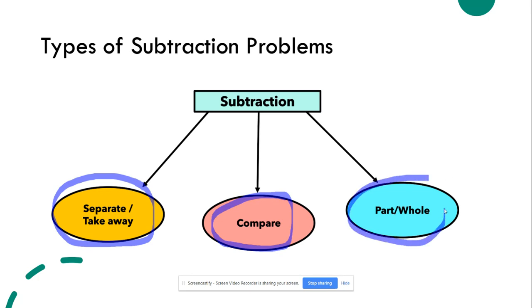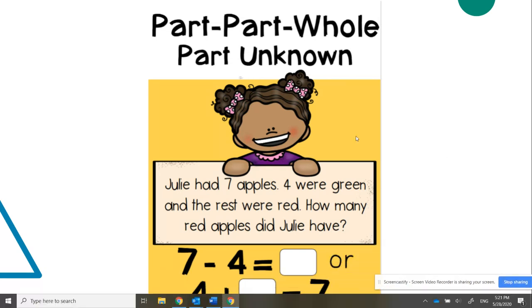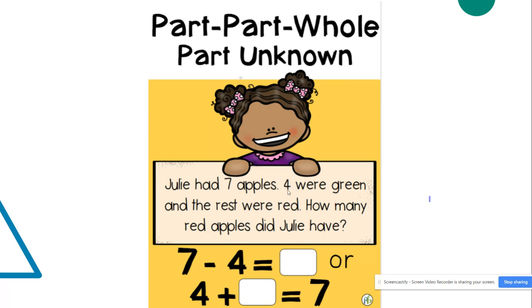Today we're going to talk about using subtraction as a way to solve a part-whole problem when you only have one of the parts. Here's our part-whole poster. You can see here that something's missing from these subtraction problems. Let's read the example. Julie had 7 apples. 4 were green and the rest were red. How many red apples did Julie have?